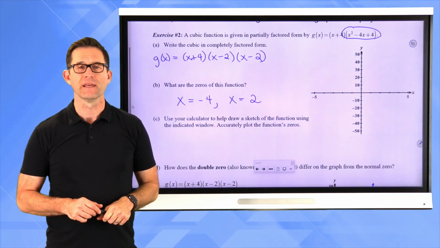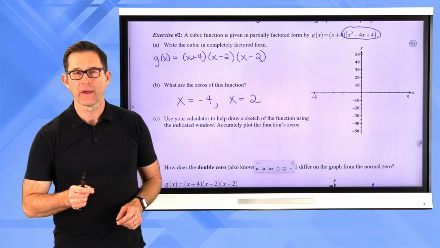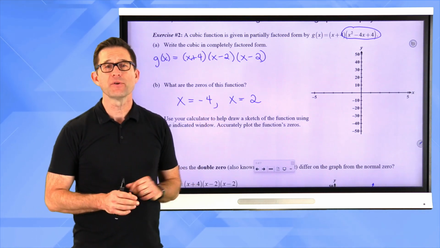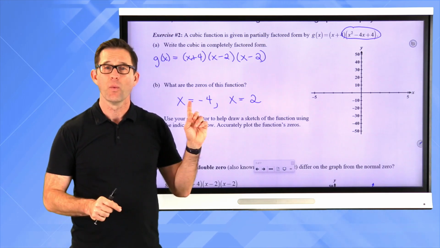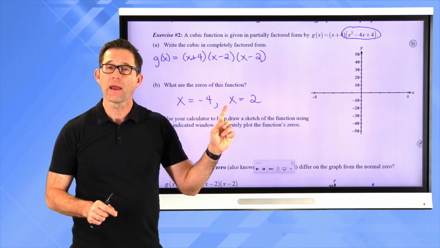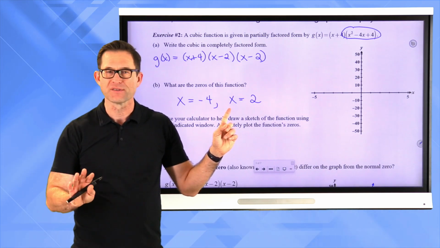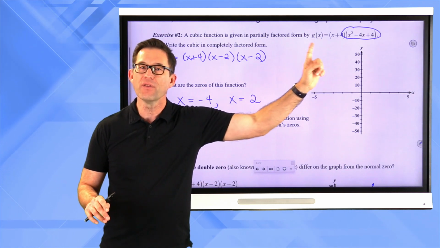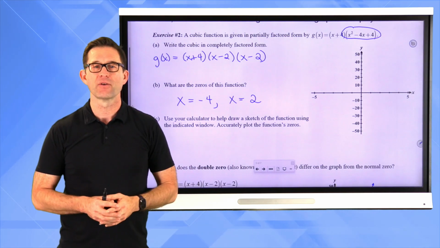All right, letter C. Use your calculator to help draw a sketch of the function using the indicated window. So similar to before, accurately plot the function's zeros. Now remember what the algebra is telling us is that the function will touch the x-axis when x is equal to negative 4 and when x is equal to 2, and nowhere else. There is no third zero, even though this is a cubic polynomial. Pause the video now and get that accurate sketch.